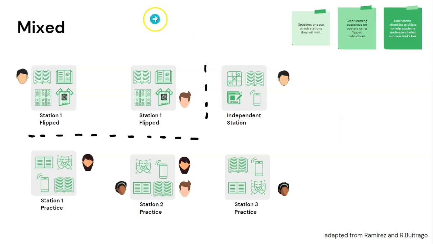Another configuration is the mixed, where you're mixing flip stations with practice stations, and the students just choose which stations they will visit. Make sure you have clear learning outcomes. You can use rubrics for assessment, checklists, lists to help students make sure they understand what success looks like.